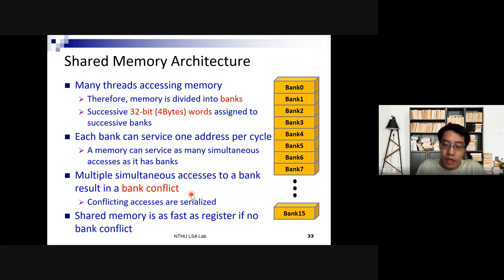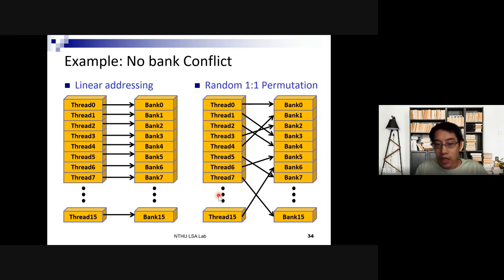So that's why it's so important to avoid bank conflict, and usually it does affect the performance a lot. Again, how to avoid that is through controlling the memory access pattern. Any pattern can avoid bank conflict as long as they don't issue requests to the same bank at the same time. Some of the patterns that can guarantee no bank conflict are, for example, linear addressing.